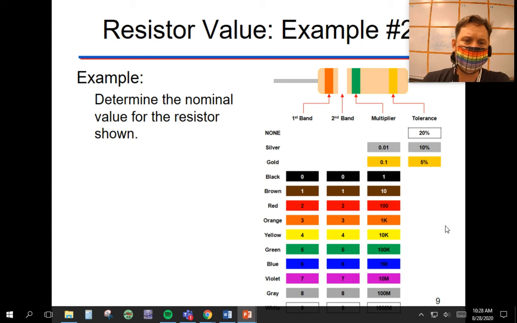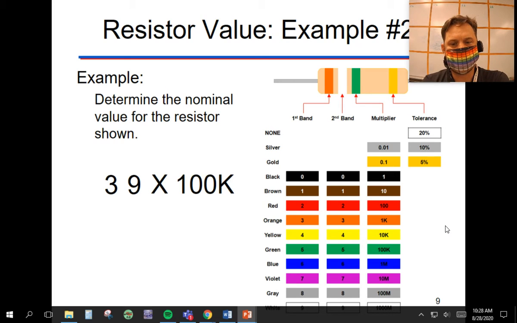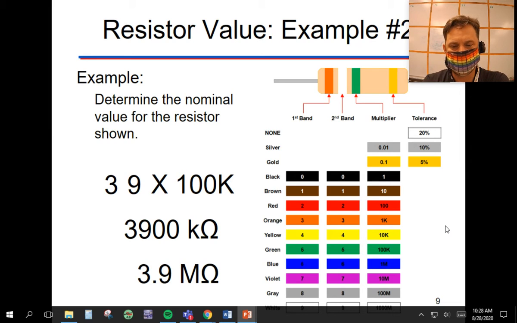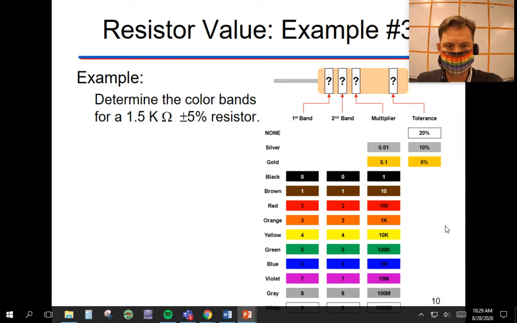Then we've got another one here, and we go orange, white, green. So 3, then white is 9, and then green is 100K. So 39 times 100,000. So that'd be 39 times 100K, which gives us 3,900 kilo. I don't know why they did the kilo ohm. I would just go straight to the mega ohms. That's kind of what makes more sense. So that one's going to be a 3.9 mega ohm would be the correct answer for that one.